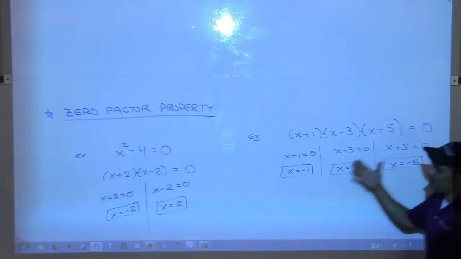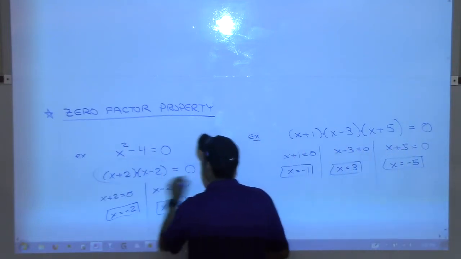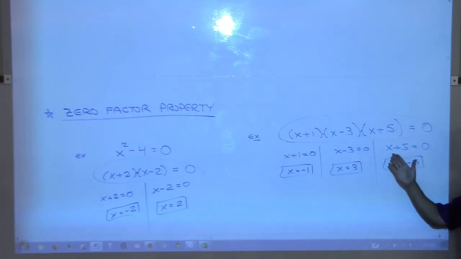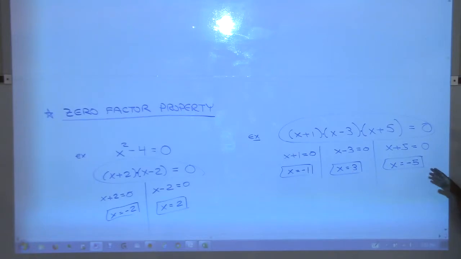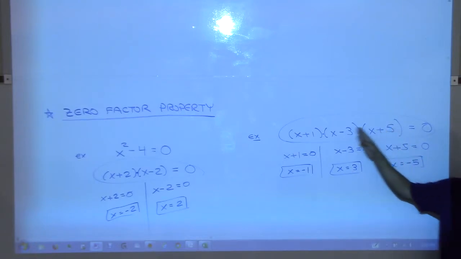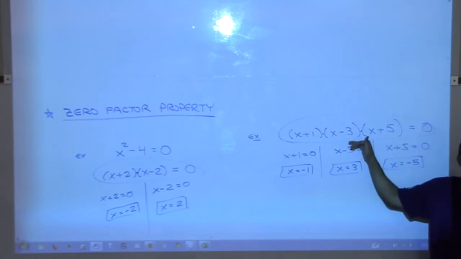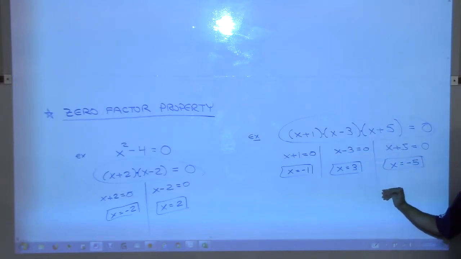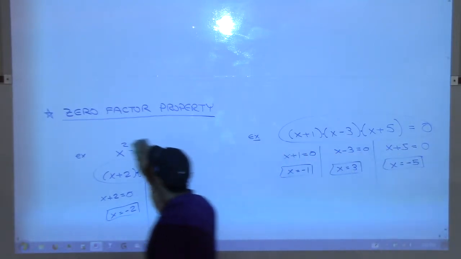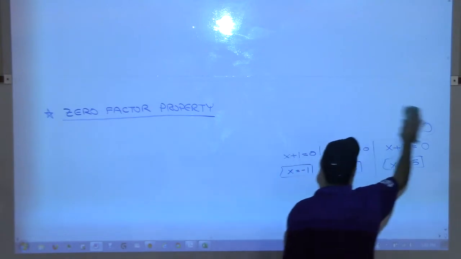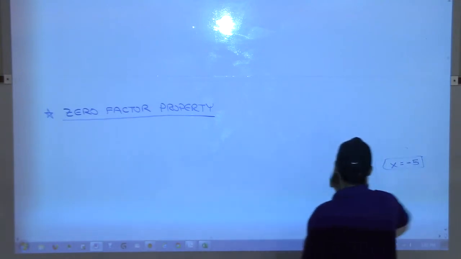So would you agree that if it looks like this or like this, it's not too bad to solve this? You just set each one equal to 0? Would you all agree with that? The trouble is we want to solve equations where we're not given this. We're given it expanded out. So we need to factor it out to this and then go, right? Now, the zero factor property can be used incorrectly.